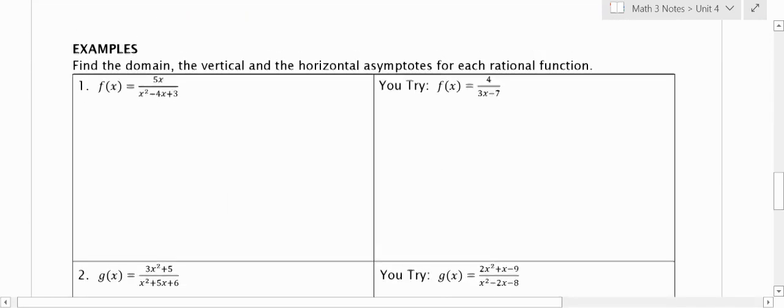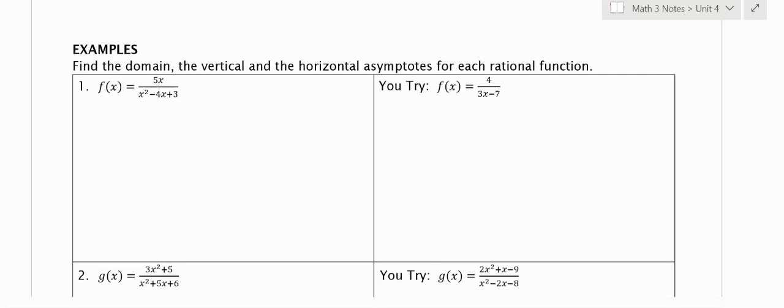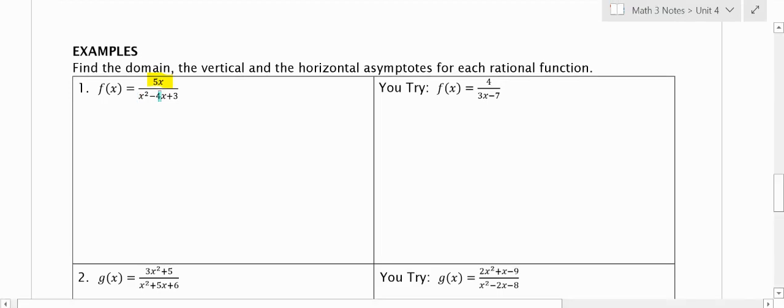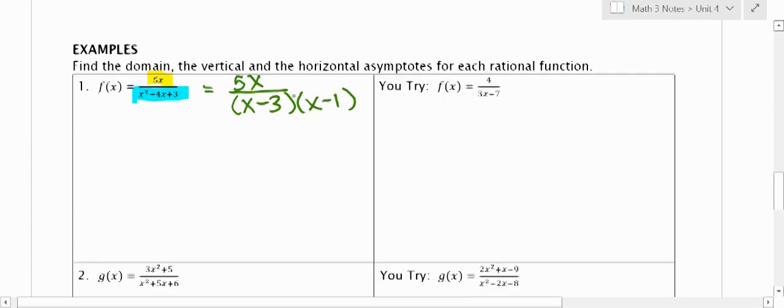So for the examples we're going to see here, all we're really doing is finding the domain, the vertical asymptotes, and the horizontal asymptote. The first thing we always want to do, if we're able to factor, is factor. On the top, nothing factors with 5x. On the bottom, I could actually factor that out. So I have 5x on top. That's a trinomial with an a value of 1, so I have minus 3 and minus 1. And again, if you need to review factoring, you can watch one of the previous videos, but I'm just going to jump to that piece.